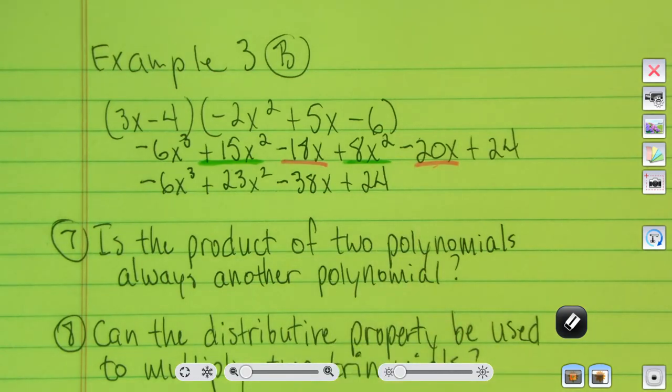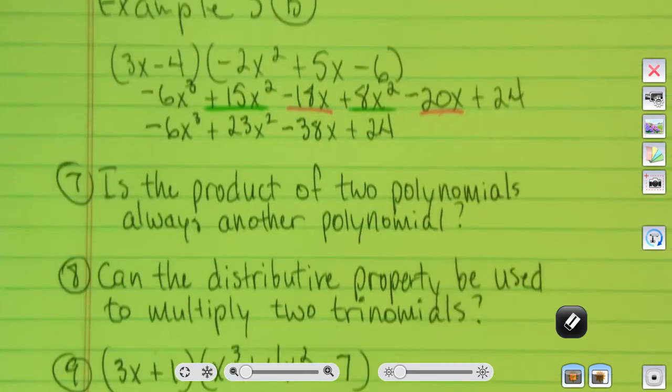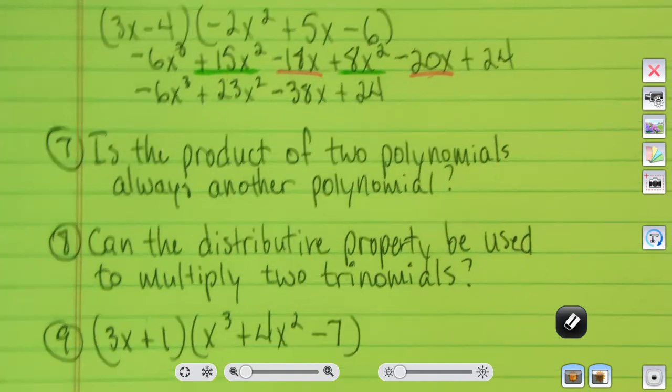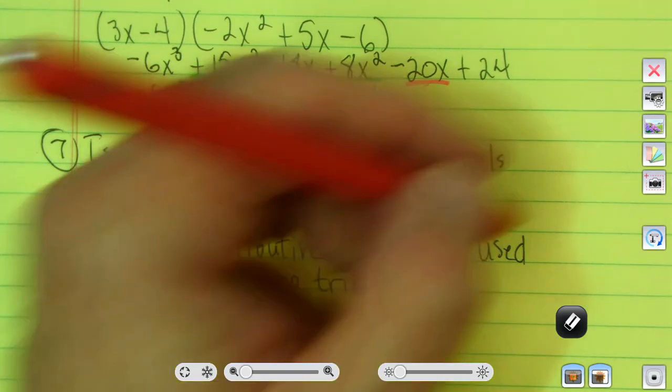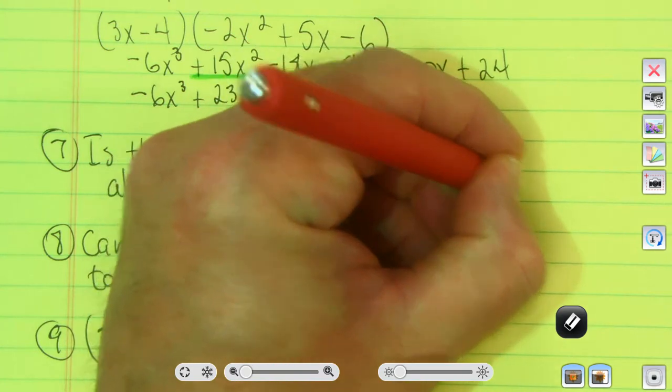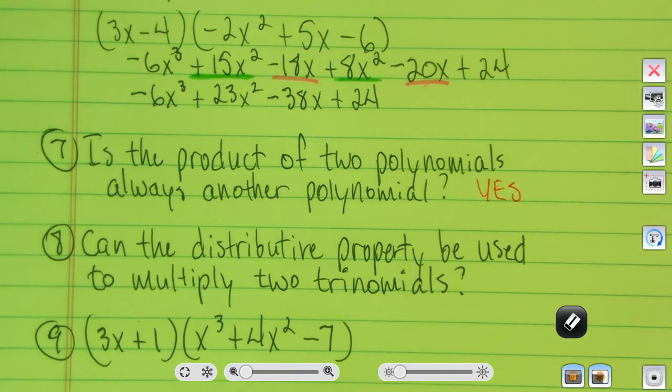So I've got the degrees descending based on the exponents of the variable. The answer is correct. Let me ask you a question. Is the product of two polynomials always another polynomial? In other words, when I multiply two polynomials, will I always get another polynomial? What do you think? By definition, it will be at least a monomial. So yes, and we're using the distributive property to multiply polynomials, so we'll have a polynomial answer.